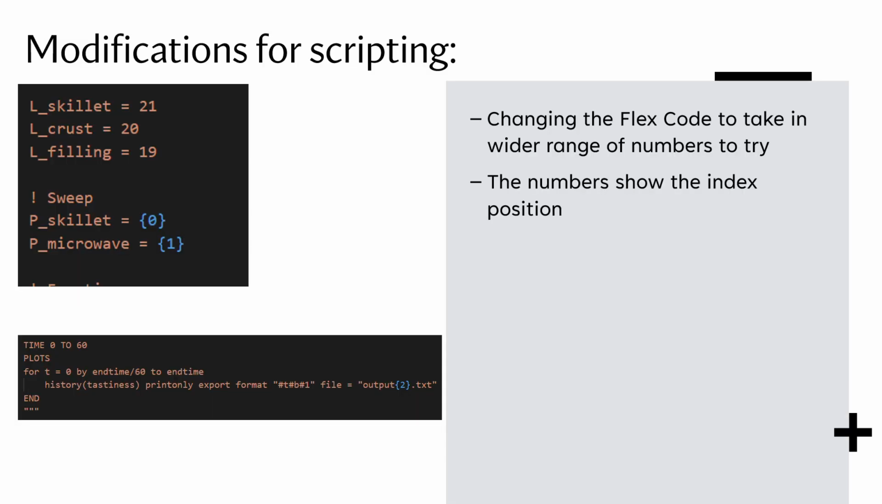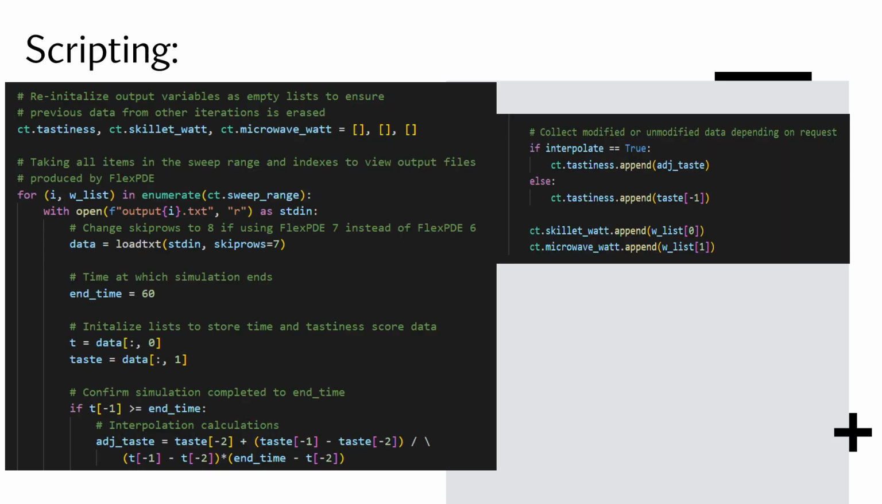Now to see the optimization, we modified the existing code slightly as seen in the image here, with the printout export format line to export the graph and save it as text. And then we also changed the input of the P skillet and the P microwave. This code is the auto sweep. This has all of the necessary functions to be able to sweep through the FlexPDE data files, organize the results, and run the files.